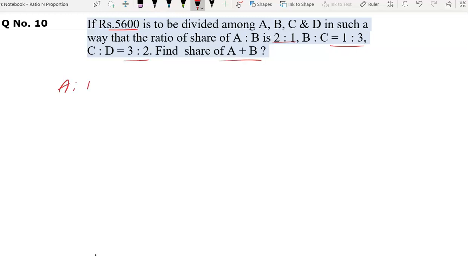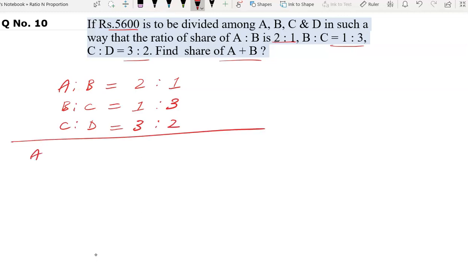So in this question we have A is to B is equal to 2:1. B is to C is equal to how much? 1:3. C is to D is equal to 3:2. So first we will find the ratio of A is to B is to C is to D.